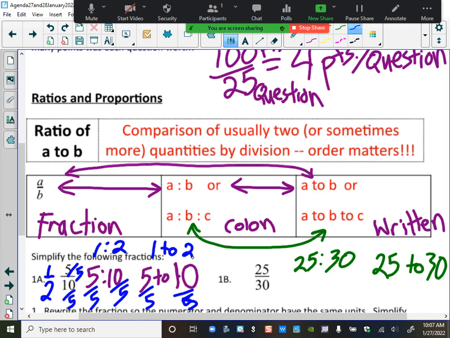And then a similar situation could take place. You can divide by 5 as well, both of these problems. Divide by 5, divide by 5. Only 5 divided by 5 is 1, and 30 divided by 5 is 6. It'll be 5 over 6. And your answer: 5 to 6, 5 colon 6.